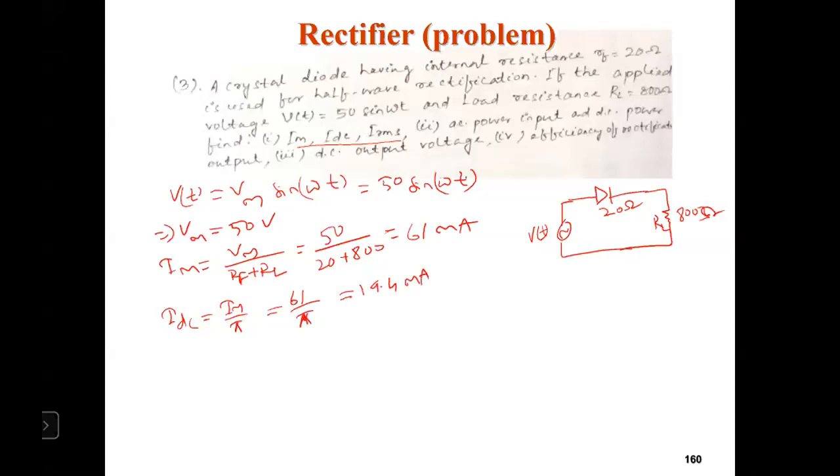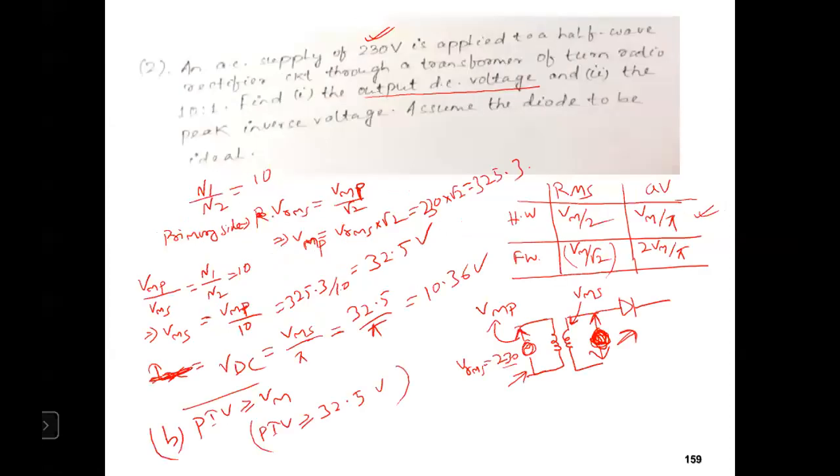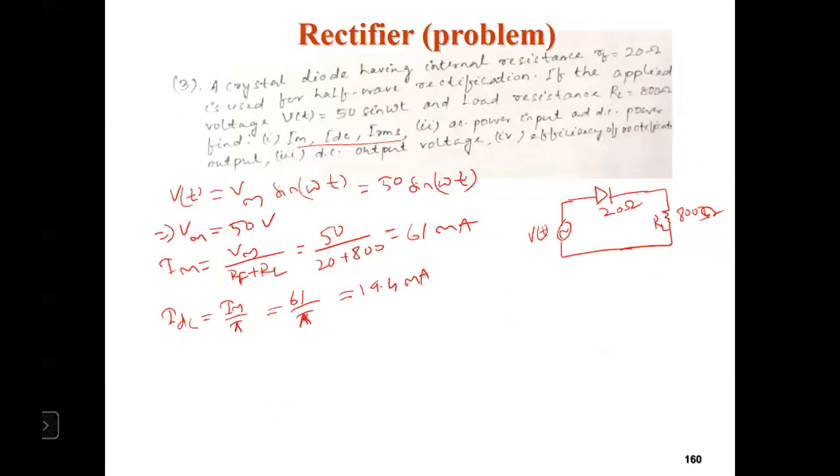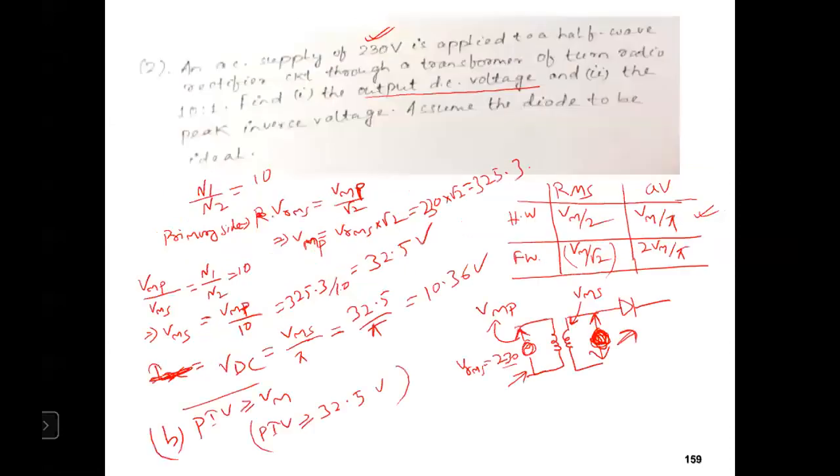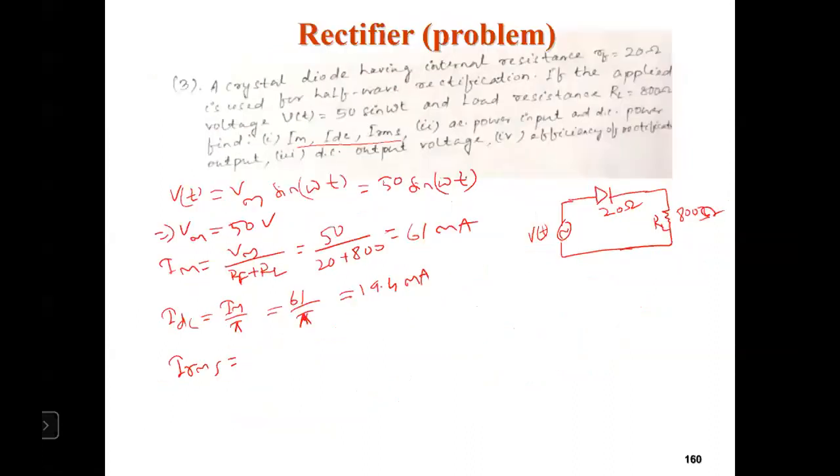Okay, next is your IRMS. You can see these formulas. IRMS will be equal to how much? IM by 2. Look at this, the half wave rectifier, the RMS value is IM by 2, and the average value is IM by pi. For half wave, you apply that. IM by 2, 61 by 2, 30.5 milliampere.